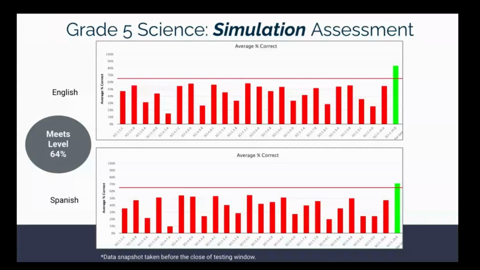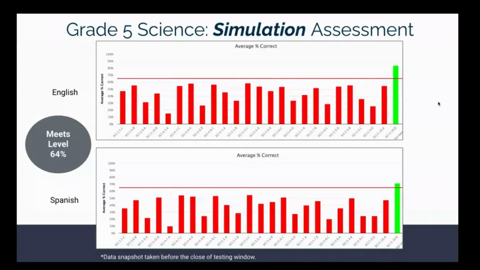And again, as we look at this particular data set here, you'll find that the standard analysis shows at the MEET level of 64% passing. So if we set the range at 64% passing, we see that only one of our standards, which is 5.10b, is the only standard that performed at the MEET level.